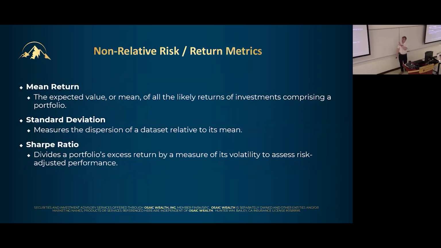And then again, we have our non-relative risk and return metrics. So these are totally in isolation. We're not worried about comparing it to the S&P 500 or the bond aggregate. We're looking at a security or a portfolio completely in isolation. So we've got our mean return, which is really just the expected average return based on all of the historical data that we've got in this investment or portfolio. If we just had to make an expected projection based on all the historical data, what do we think it's going to be? So it's not using economic factors and all that sort of stuff, just statistical analysis of the previous returns.